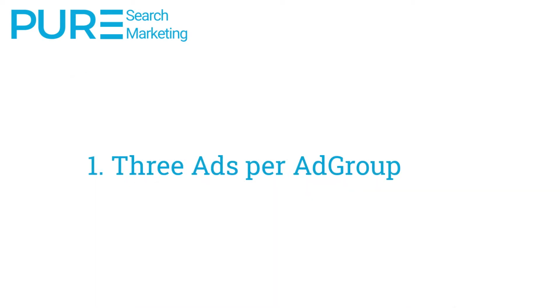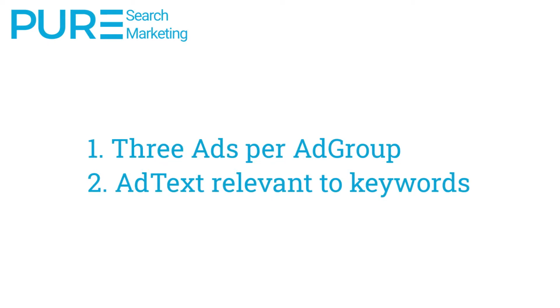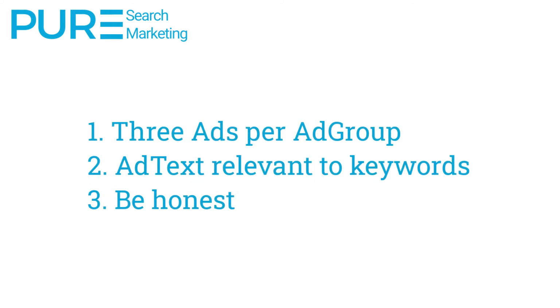Number 1, always have 3 ads live in every ad group, or 2 at a minimum. Google is going to work out which works best and show that one more often. Number 2, make your ads text relevant to your keywords. Do this by making sure your keywords are included in your ad copy, but don't overdo it. Number 3, be honest. Saying your service is free might get you a lot of clicks, but you'll probably be found out in the end if your service isn't free.